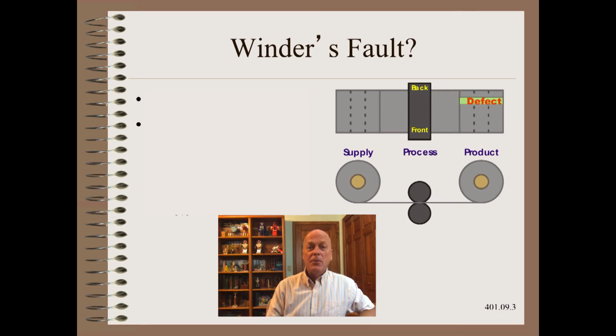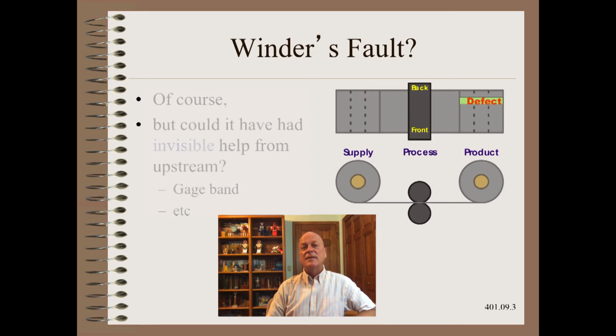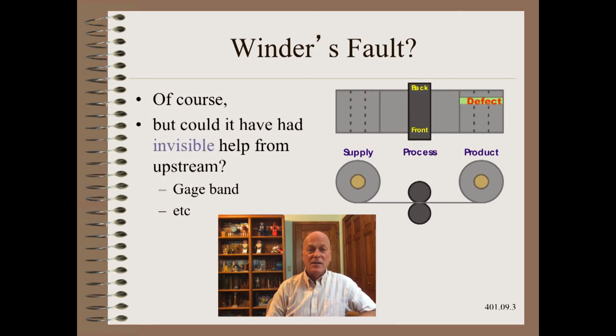Here, we have a problem showing up on the winding roll, but with no obvious problem coming to it. Is it the winder's fault? Of course it is. But that is not a useful question or answer, because we learn nothing new from it. The real question to ask is if it had invisible help from upstream.